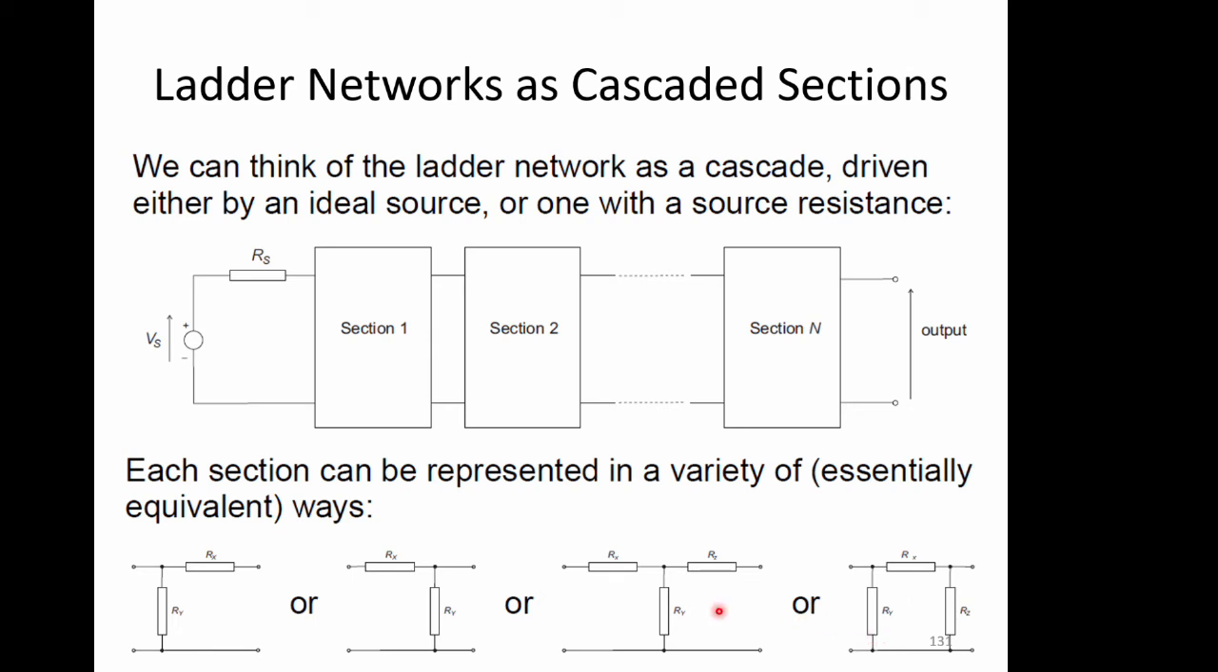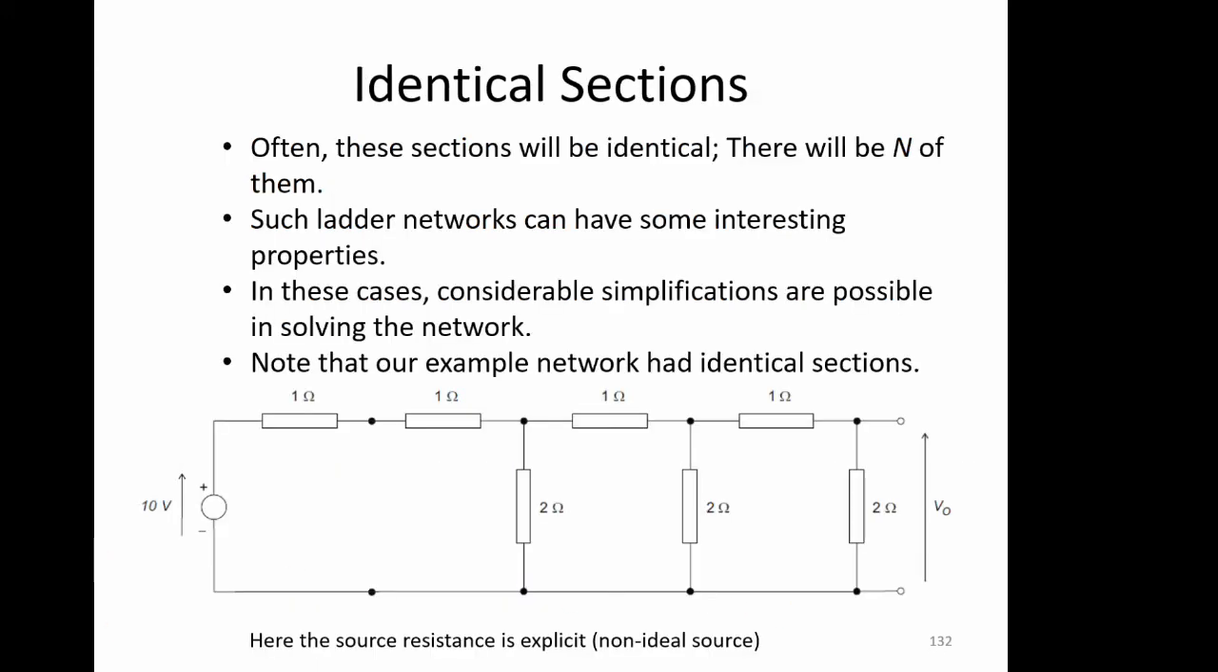But we can replicate that circuit we've just looked at by using either of these sections and just replicating them. So if we know how to analyze all these different sections, then we can just multiply that out. Often these sections will be identical, there'll be n of them, and such ladder networks can have some interesting properties, which allows us to maybe simplify what's going on.